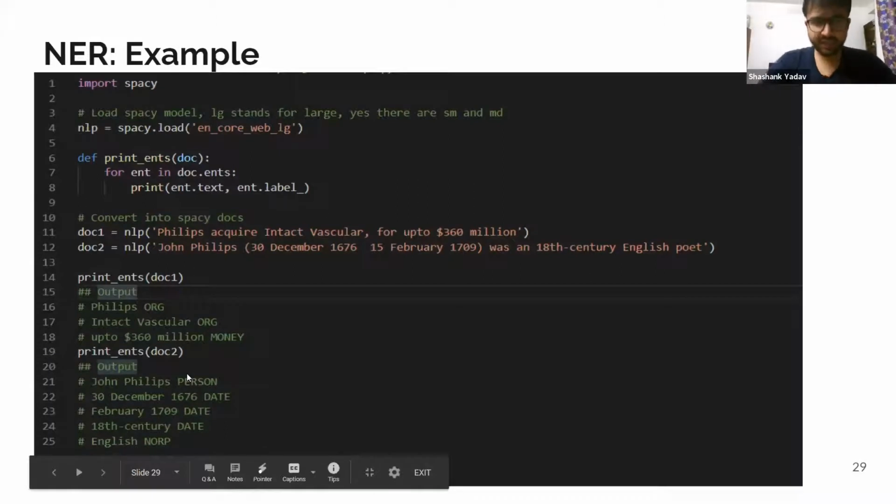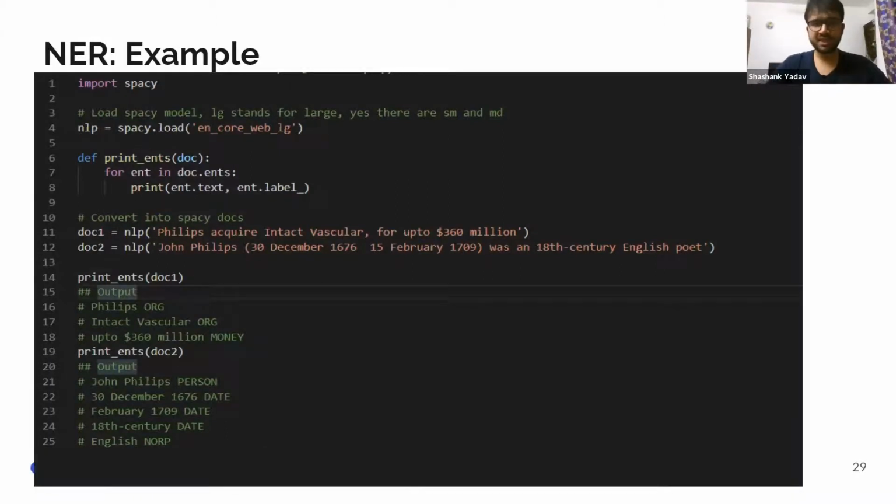So I have prepared a simple example using spaCy. Let's just go through it one by one. In line 1, we are just importing spaCy. In line 4, we are loading a model pre-trained by spaCy. EN stands for English, core and web are just needed to identify that model.